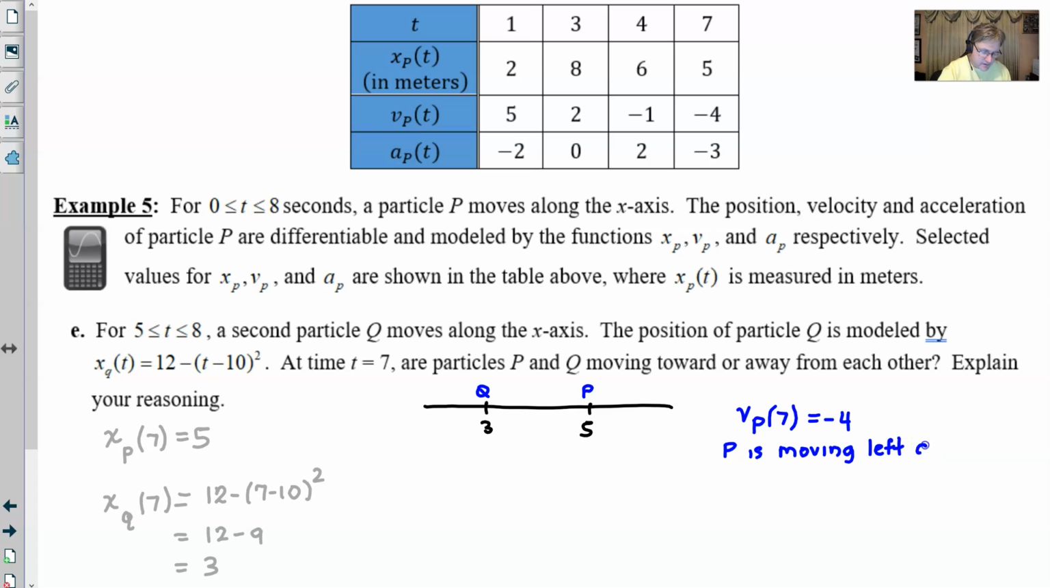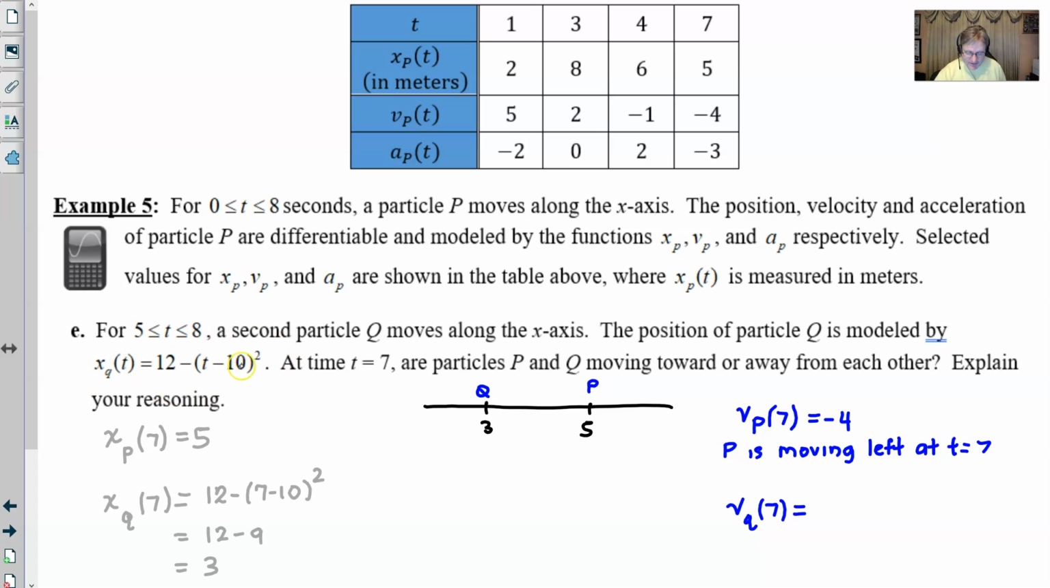Okay, P is moving left at time 7. Well, that's wonderful because I know that this particle P is doing this. Oh, he's getting closer to Q, but I don't know what Q's doing. Maybe Q's running away from P. Maybe Q doesn't like P. So we're going to have to figure out what is the velocity of our good friend particle Q at time 7. Now to do that, we're going to have to know what the derivative is of our particle.